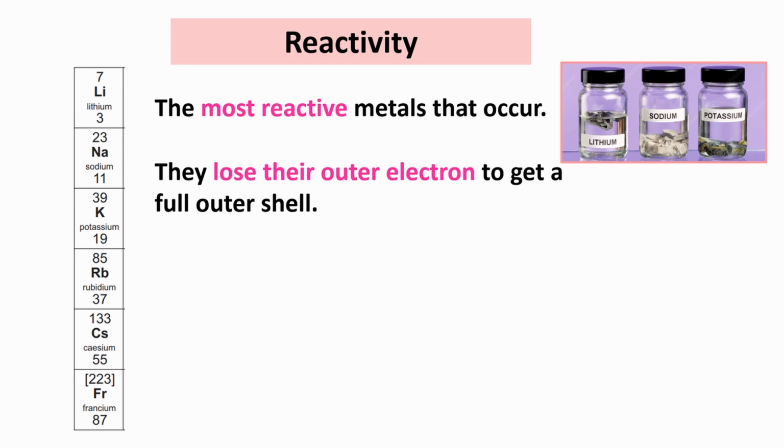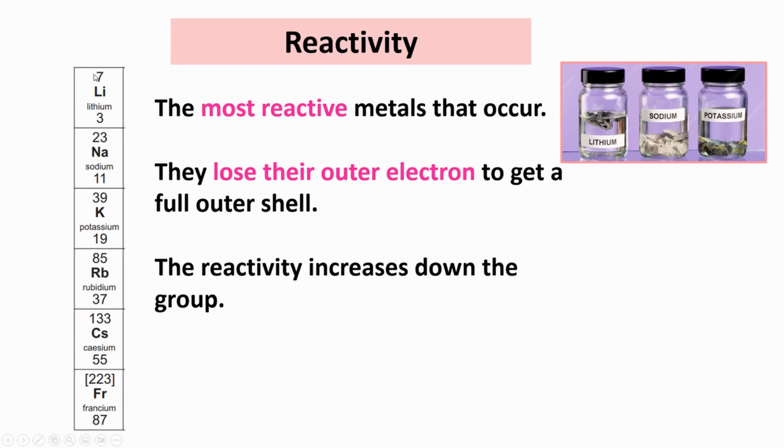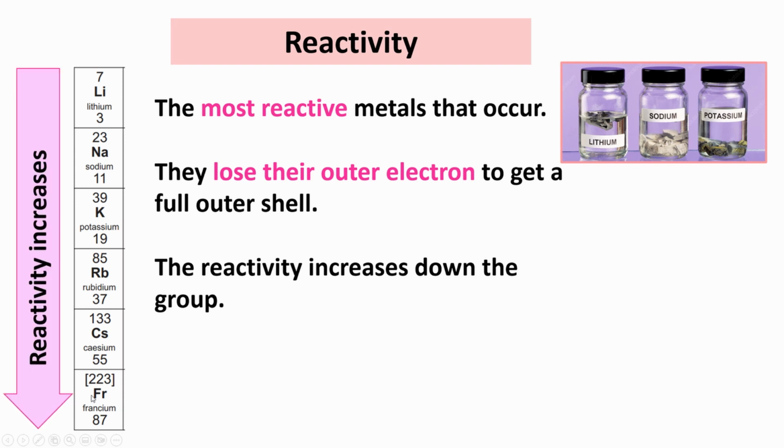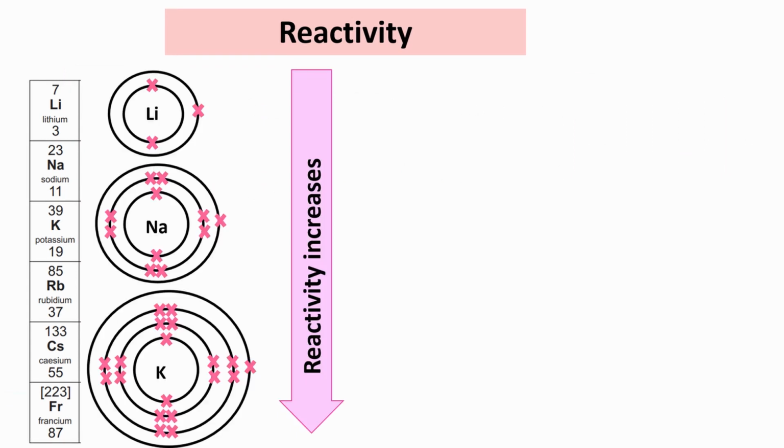Now there is actually a trend in the reactivity of these alkali metals. A trend is basically a pattern in a specific direction. So the reactivity of the alkali metals increases as you go down the group. To understand why these elements become more and more reactive as you go down the group, you need to have a look at the electronic arrangement of the atoms for these elements. So here are the electron arrangements for the first 3 elements in group 1. We have lithium, sodium and potassium. You can see here they all have one electron in their outer shells because they're all in group 1, and to get a full outer shell they all get rid of their outer electrons.